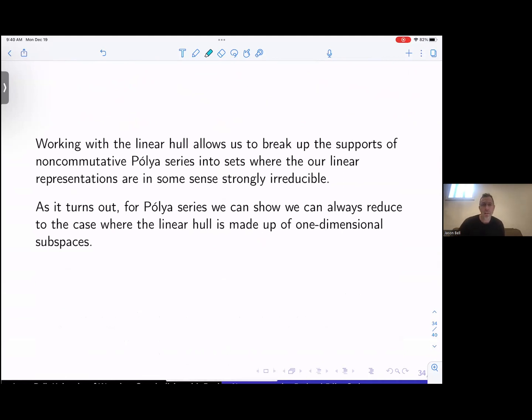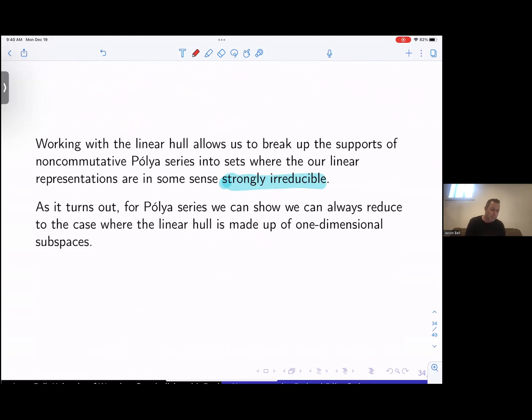So the linear hull allows us to break up these supports where we have this sort of strongly irreducible idea, where we can't break up our language any further and get smaller spaces. So that's what I mean by strongly irreducible. And this is, I think, sort of the right notion of irreducibility when studying these rational series.